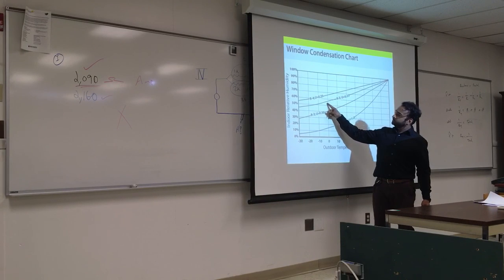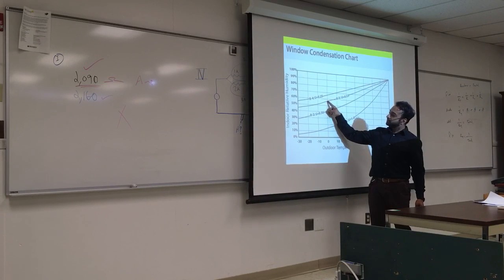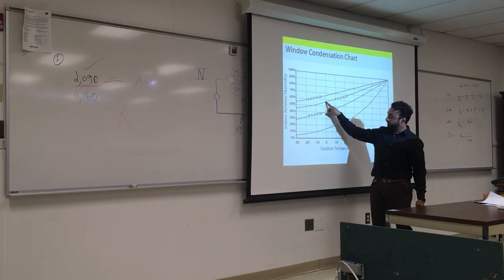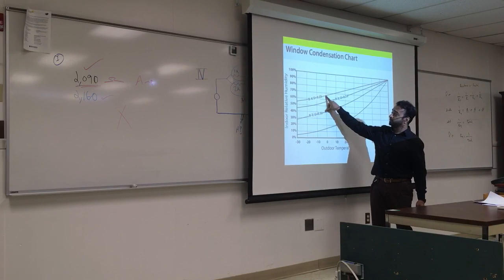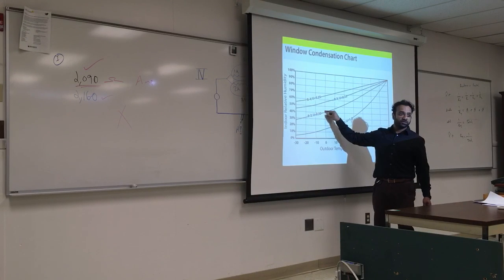This is my window. So if I have humidity above 45%, I'm going to have condensation. This is the condensation line. I can't control the outside temperature. I can only do two things: either go to a higher insulation window, or put in a dehumidifier and go back to 40.